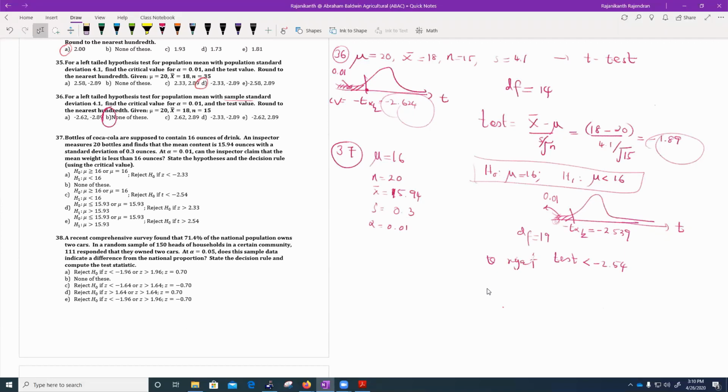So now let us look at our answer. Of course, we use T distribution problem. Therefore, you should have T values in your choices. So there are only two possibilities. These are the only two we have with the T value. But if you want to reject, you should have your test value here. That means your test value should be less than negative 2.54. That means it is going to be this one, right? Therefore, my choice is C. Okay.